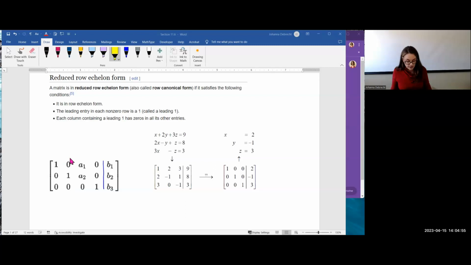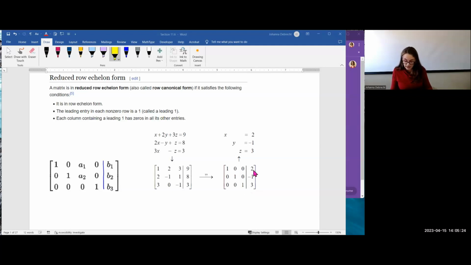And I'm going to have zeros above and below those 1s. So this one is in reduced row echelon form. Now, when you get to reduced row echelon form, it can come from an equation like this, and it ends up in an equation like this. And you can see here we have a 3 by 3 coefficient matrix, giving us overall a 3 by 4 when we include the constant column.